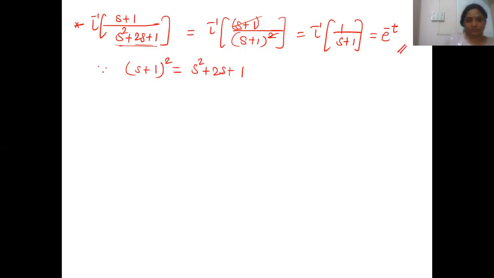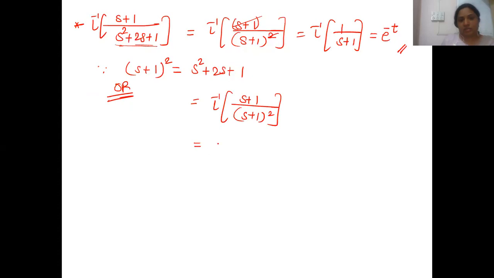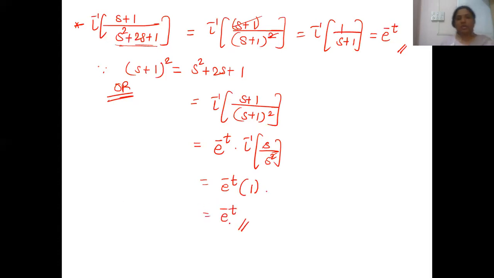Correct? Yes, ma'am. Or if you want, you can use the first shift. So here it is Laplace inverse of s plus 1 upon s plus 1 square. So wherever we see s, it is s plus 1. So we can apply the first shift and that one will come out as e raised to minus t, right? Into Laplace inverse of, that one goes out, s upon s square, that is 1 upon s, right? So what is Laplace inverse of 1 upon s? 1. So your answer in this case is also e raised to minus t.